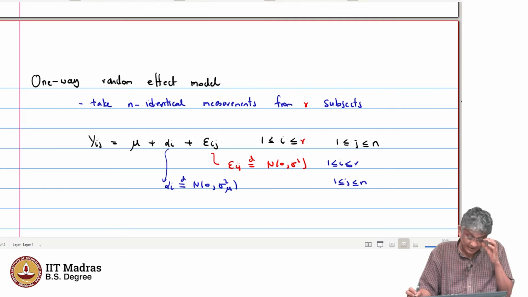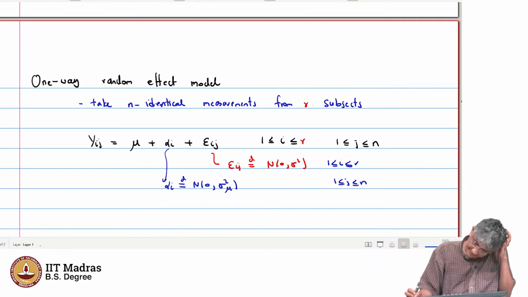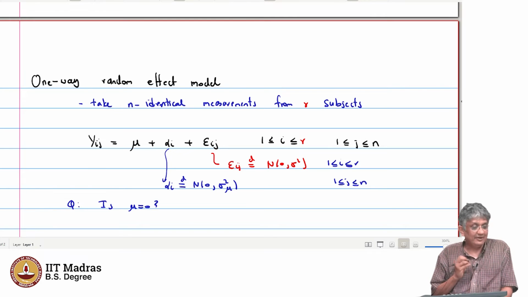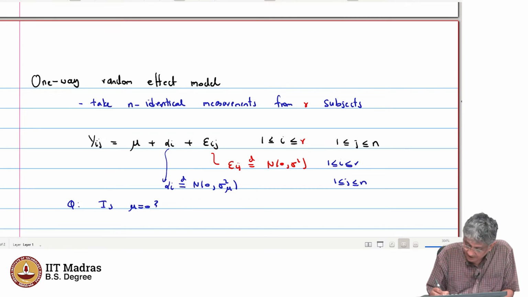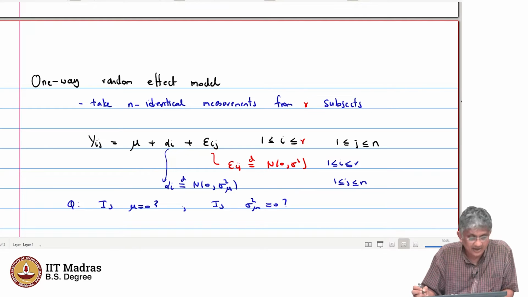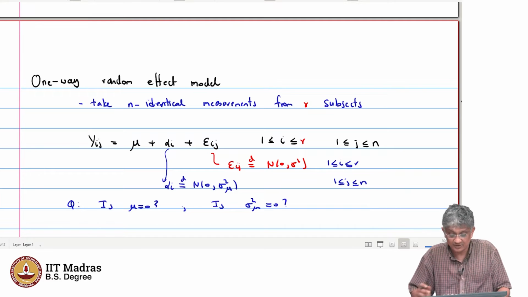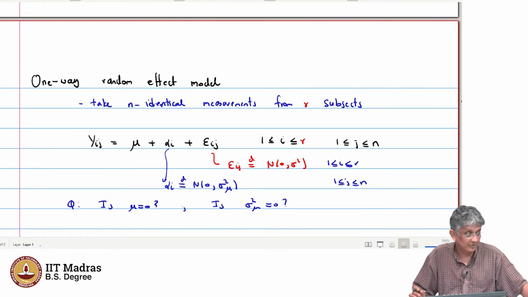And we might be interested in the population mean mu. Like, is it 0 or not 0? So what are the questions of interest? The question is, is mu 0 or not? Can we test it? Alternatively, another question we're interested in is, since alpha is random, is the variance 0? Is sigma squared mu 0? Is there a random effect in the model or not? So how do you define a test to understand these two concepts? That's what we'll do next.